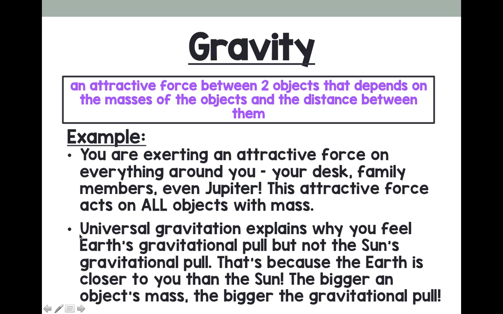And the second bullet point is universal gravitation explains why you feel the Earth's gravitational pull, but not the sun's gravitational pull. The reason why you don't feel the sun's gravitational pull is because you're closer to the Earth. So it's not only the amount of mass in an object, but it's also the distance between them. And that's the second point in the definition. So the reason why you don't feel the sun's gravitational pull is because the sun is much farther away from you than the Earth. The Earth is very close to you. Therefore, the Earth is going to be the only planet in our solar system or any star that has a gravitational pull on you. The bigger an object's mass, the bigger the gravitational pull.